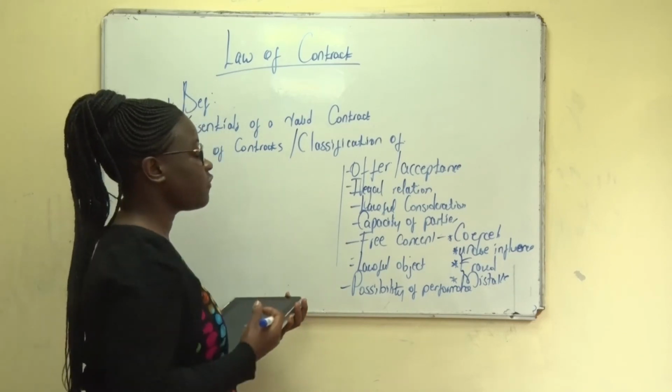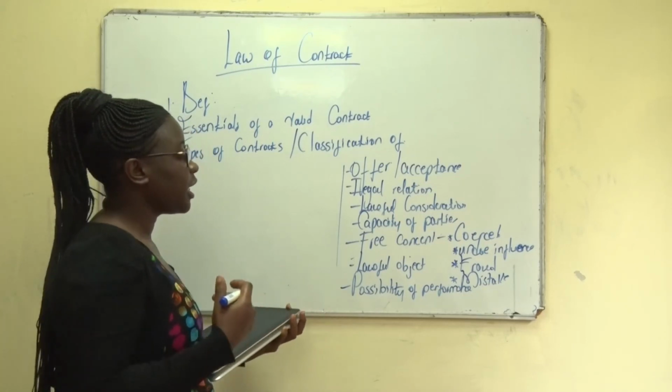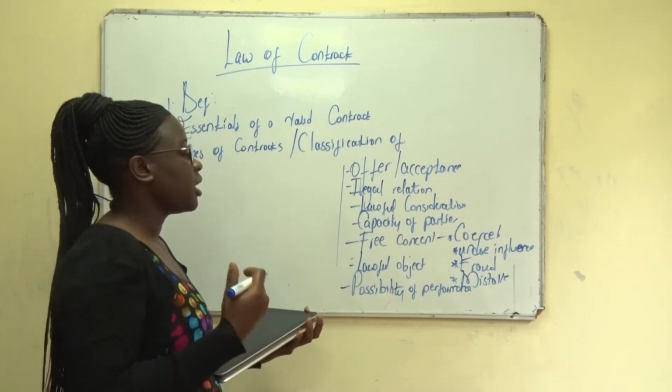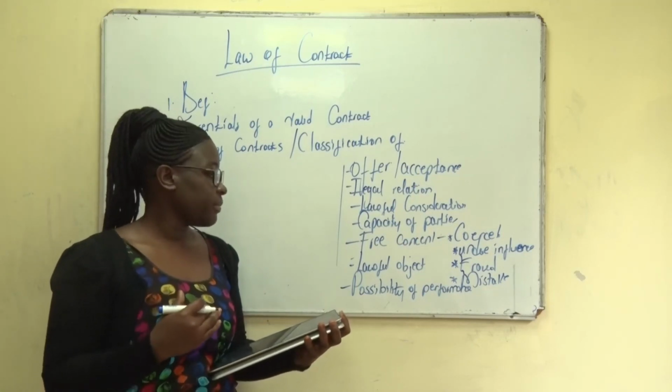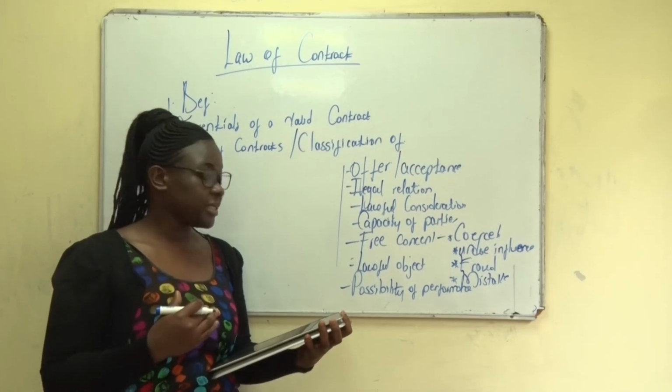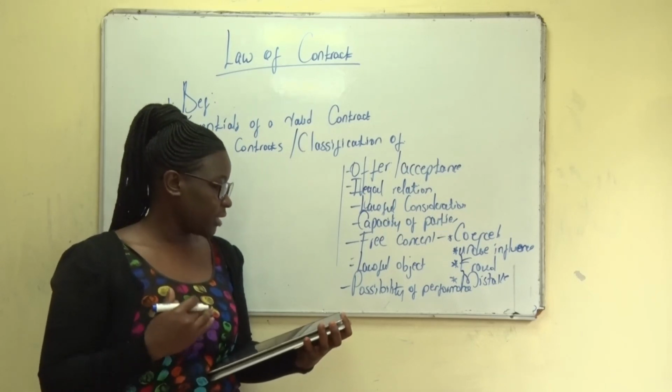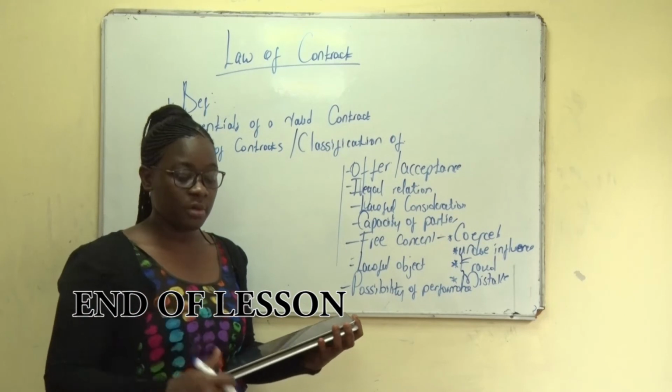So number one, there is offer and acceptance. Number two, legal relation. Number three, lawful consideration. Number four, capacity of parties. Number five, free consent. Number six, lawful object. And then number seven, possibility of performance.